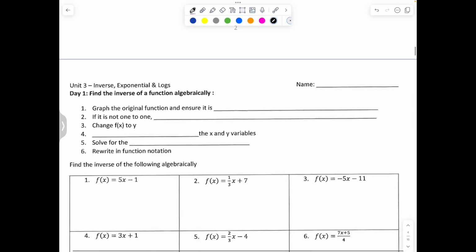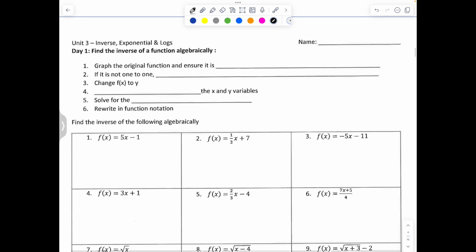All right, now we're going to do it algebraically. Here's where the fun part comes in. I'm going to give you some steps, and we're going to do a couple of problems. I think after a couple of problems, you'll see that they're really not that bad. The first thing you want to do is graph the original function and ensure it is 1-to-1. If it's not 1-to-1, we have to restrict the domain. Now, I am not going to give you any that you will have to restrict the domain for.